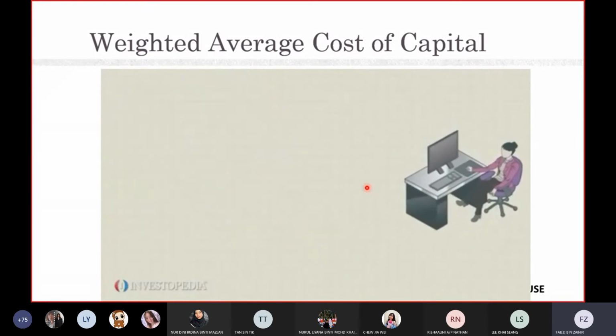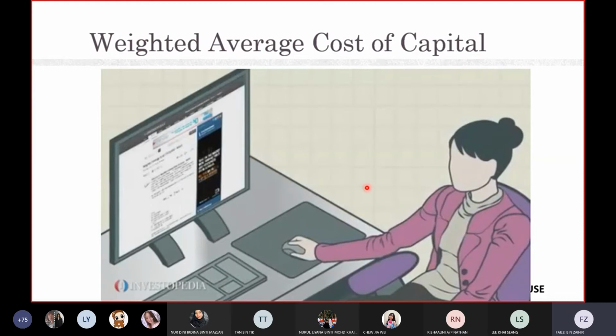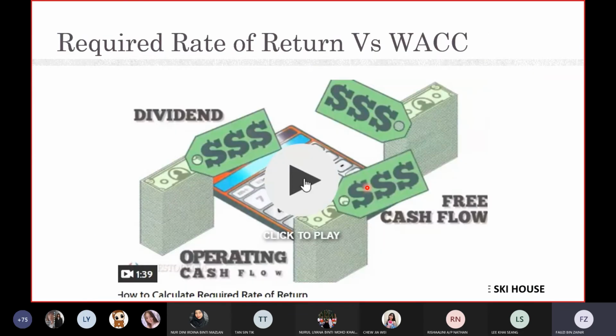However, WACC is just one of several tools she uses to evaluate her potential investment. Okay, so that's how they use the WACC. Okay, let's look again, on another slide, at how we look at required rate of return as compared to WACC.